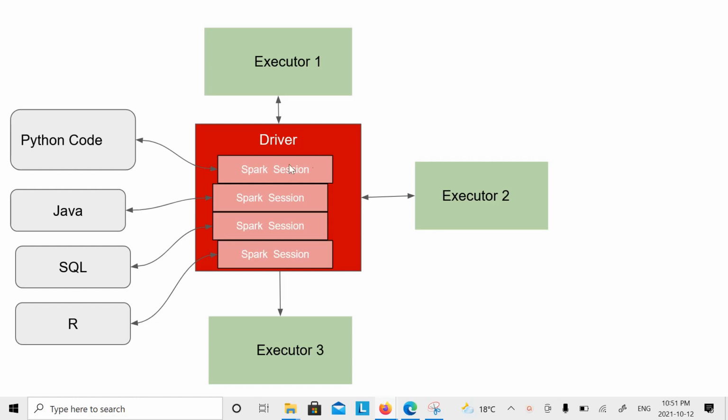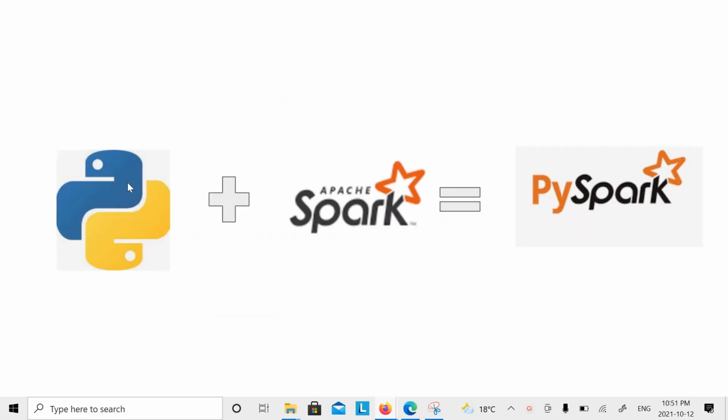In the previous lecture, we talked about how different languages like Python, Java, SQL or R can interact with Spark. It is possible to start a Spark session from a Python application. So the combination of Python programming plus Spark has introduced something called PySpark. And because of these possibilities of combining Python with Spark, a lot of possibilities have opened up.